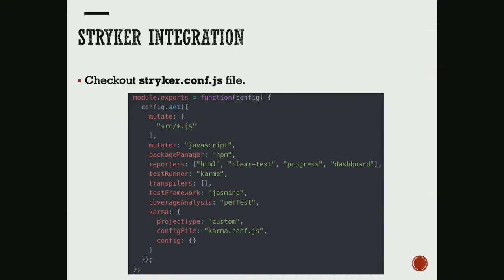So the mutate here is like the preprocessor that we had for Karma coverage. So these are the JavaScript files that will have mutations injected inside. And then the mutator here refers to the language. So you use JavaScript or TypeScript, and package manager, reporter, and the test runner here.